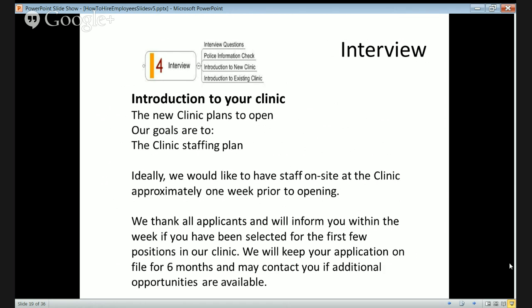So in the templates that we've provided you, we've given you some sample letters about introductions to your clinic. You, of course, can customize that and make that the selling point to the candidates about your clinic. And even if they're not an employee, they could be willing to tell other people about your practice. So think of it also as an opportunity to market to the broader audience.